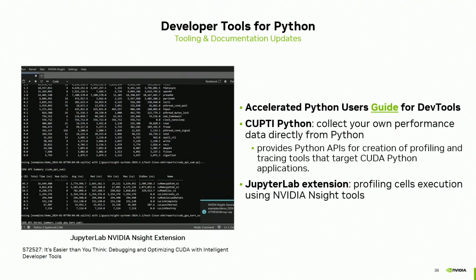Now, to ensure your end-to-end workflow and tooling needs are met for both writing and running Python applications in HPC, we also have a few notable updates for developer tooling in Python. So we've published an accelerated Python user's guide on GitHub for DevTools. With cuFFT Python, you can collect your own performance data directly from Python. And we have an updated Jupyter Lab extension, which provides you with profiling cells execution using the NVIDIA Nsight tools.